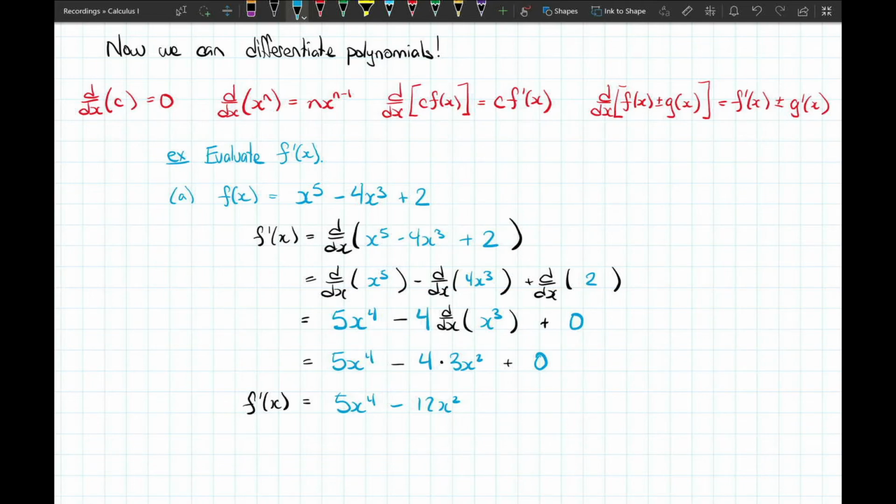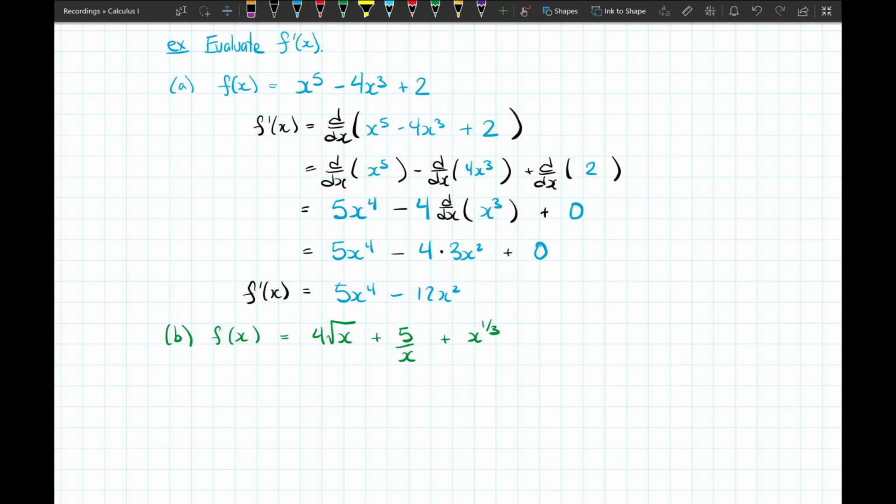Now, of course, I did mention that the power rule is not just for positive integers. It can be for any real number. So let's do another example here where we can take it a little bit outside of the normal, not just a polynomial, but we can throw in roots or rational exponents. Okay, here's another function, f of x. And this time we've got roots, we've got rational exponents, and we also have a rational expression 5 over x.